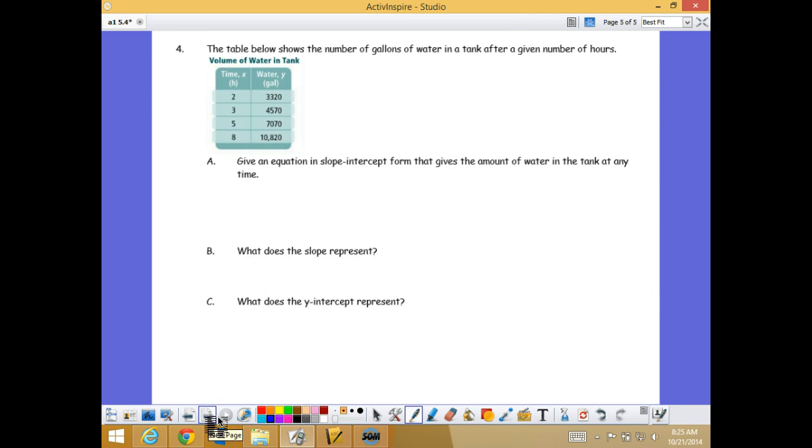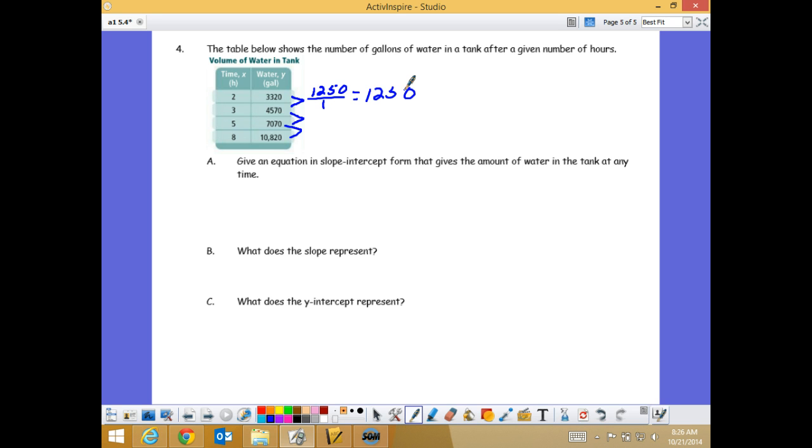Now, the next example shows the number of gallons of water in a tank after a given number of hours. And again, just to confirm that this is a linear relationship, I'm going to find the rate of change between all three of these points. So, 4570 minus 3320, we have 1250. 3 minus 2 is 1, so that's 1250.